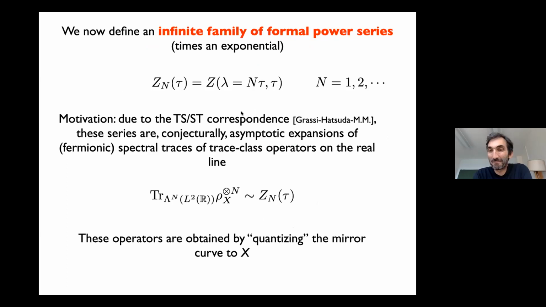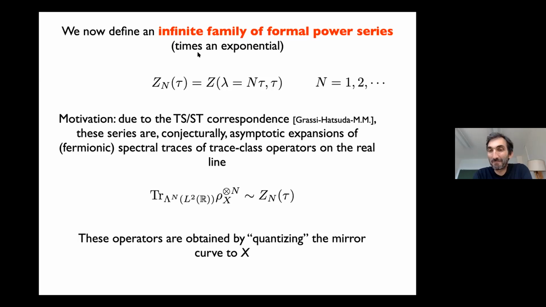Now I'm going to define an infinite family of formal power series. To do that, I will quantize the Kähler parameter. I'm going to take lambda equal to n times tau, where n is a positive integer. If you do that, you will find an infinite family of formal power series in tau times an exponential. This is very much like the kind of power series that are obtained in Chern-Simons theory. And this is just information that you can obtain from perturbative topological string theory.